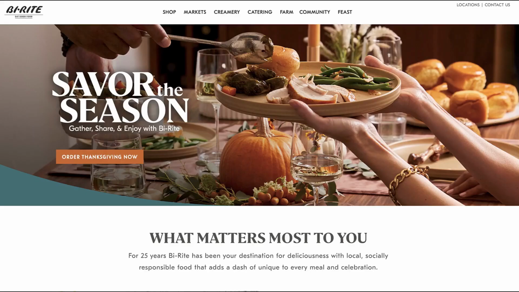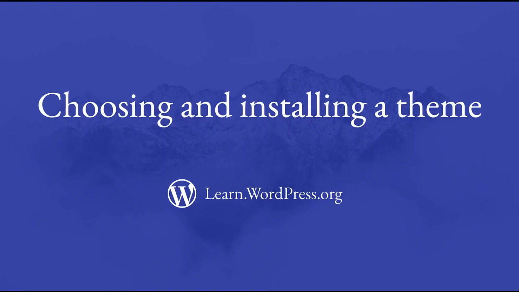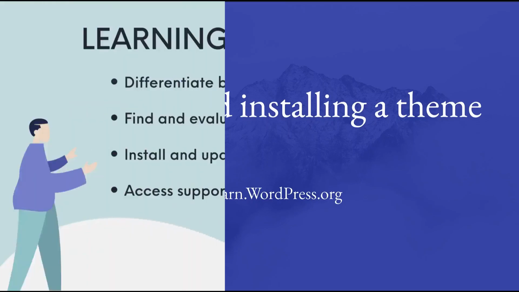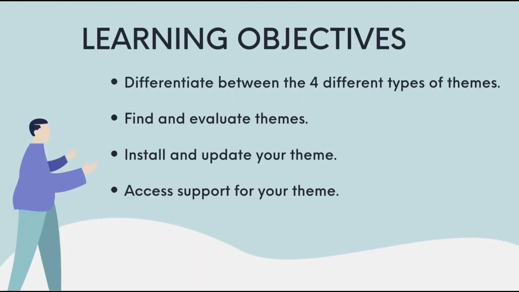When you have registered a domain name and have selected a hosting provider, you can start planning and designing your site. In today's session, we will discuss choosing and installing the right theme for you. Here are the learning objectives for this workshop: to differentiate between the 4 different types of themes, to find and evaluate themes, to install and update your theme, and lastly, to access support for your theme.